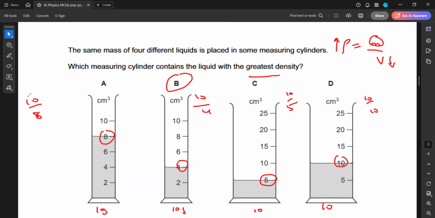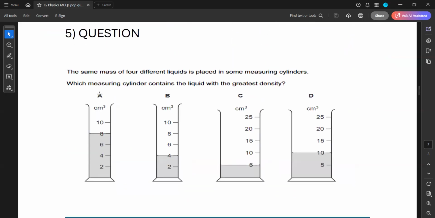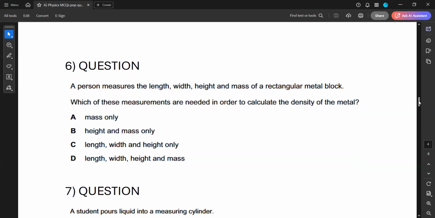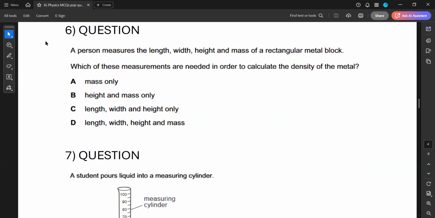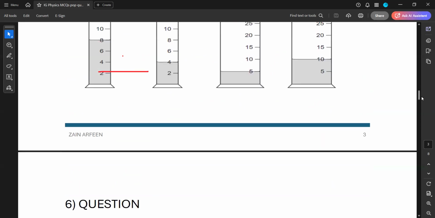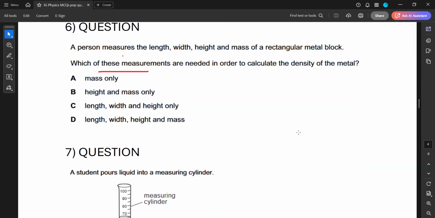Yes, sir. Okay. The next question 5. It's the same question, a repeated one. Question 6. A person measures the length, width, height, and the mass of a rectangular block. Yes, Ayan, you have a question? Sir, what was the answer to question 4? For question 4, the correct answer was B, and 5 also B. It's a repeated one. The least volume will have the highest density.